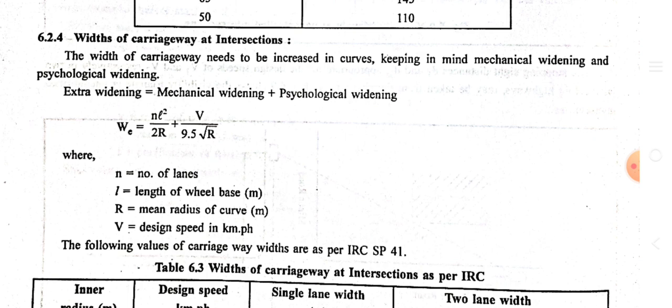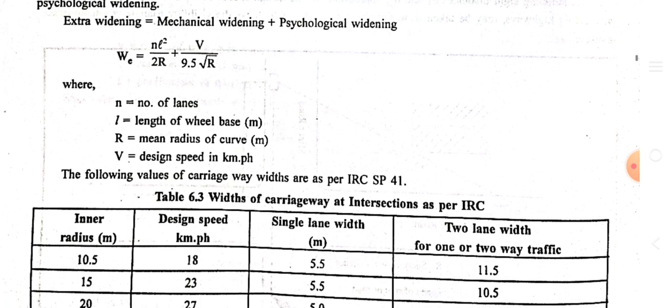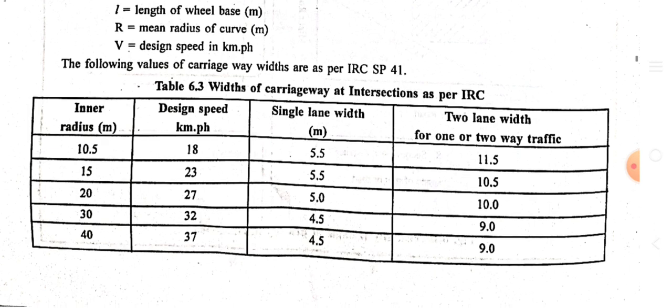So the extra widening We = n l² / 2R + V / (9.5 √R). Here n is the number of lanes, like a 2-lane road, 4-lane road, etc. R is the radius of the curvature, V is the design speed of the vehicle, and small l is the length of the vehicle wheel base in meters.